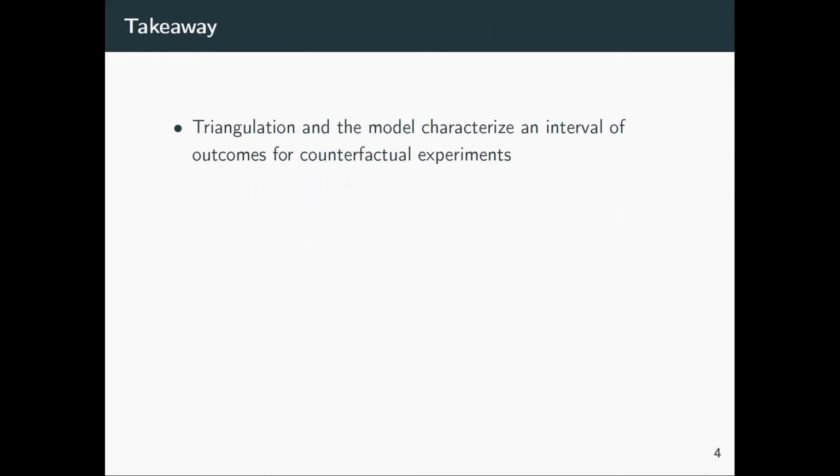Now I move on to takeaways. There are 3 takeaways. First, triangulation and the model characterize an interval of outcomes for counterfactual experiments. Let me take an example of the welfare effect of some policy. The statement means that deriving the best welfare outcome and the worst welfare outcome from the counterfactual policy is sufficient to derive the set. The best, the worst, and anything in between completely characterize the possible welfare outcomes.